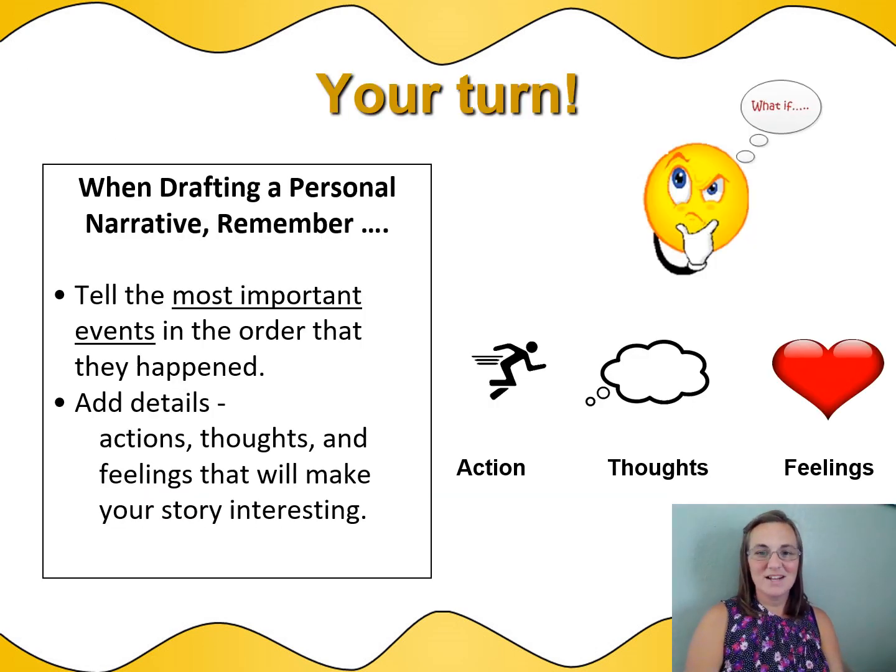Now it's your turn to practice. I want you to think about the ideas that you put on your topic idea list and pick one that you'd like to write about next. I want you to practice telling the most important events and the order that they happened. But as you do, make sure you're adding details. Add some actions. What were you thinking? How did you feel? Make sure you're telling those things as you're telling the beginning, middle, and end of your story.